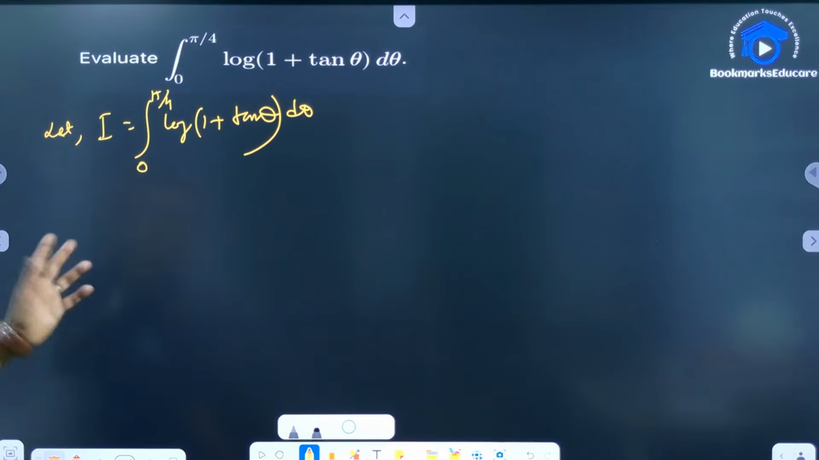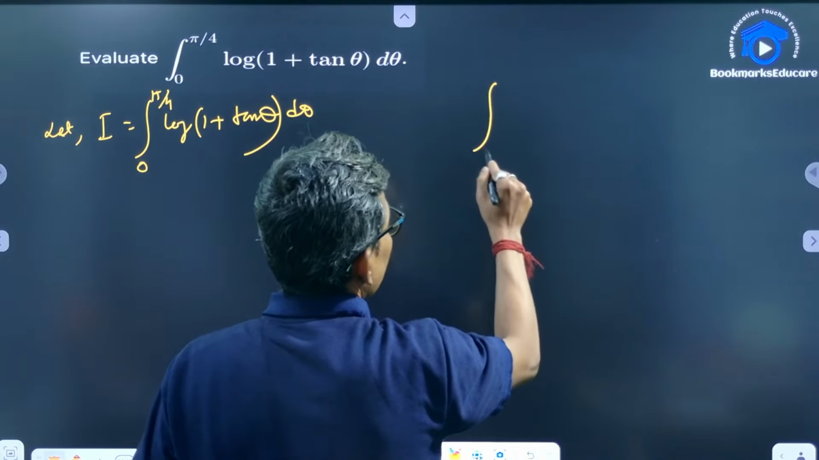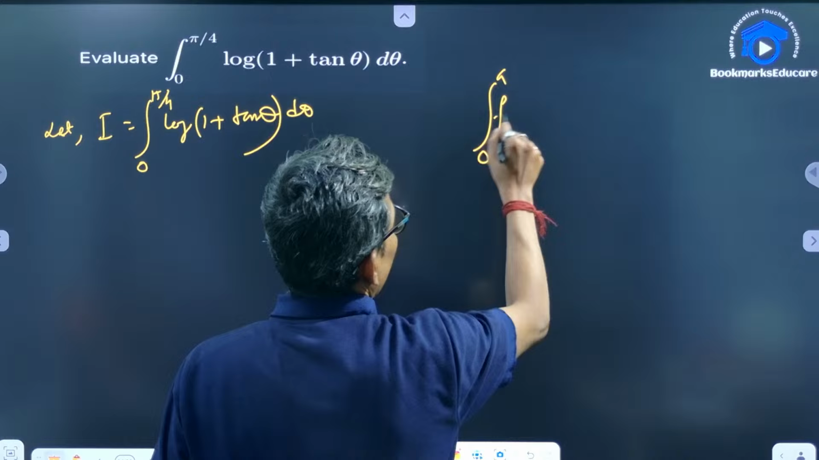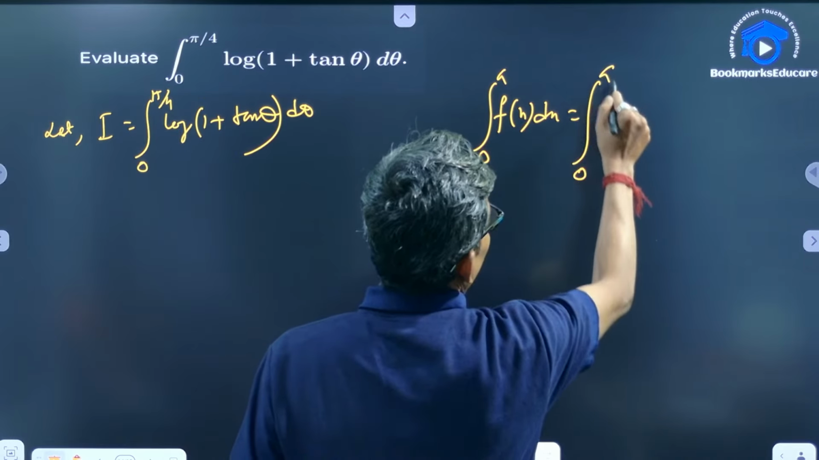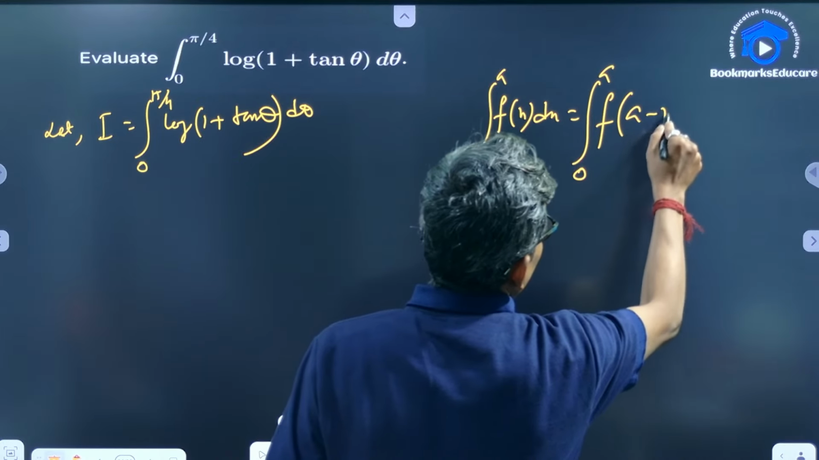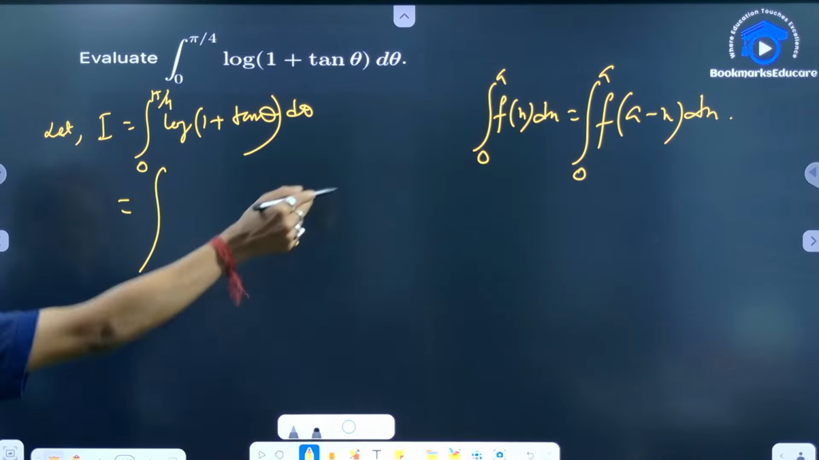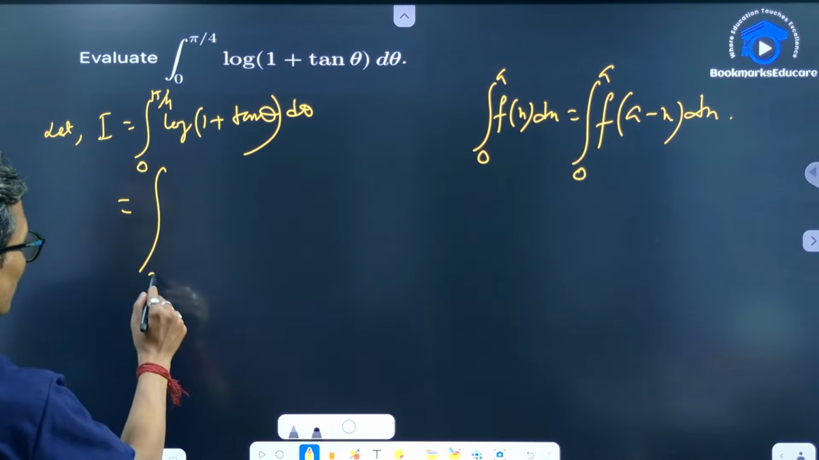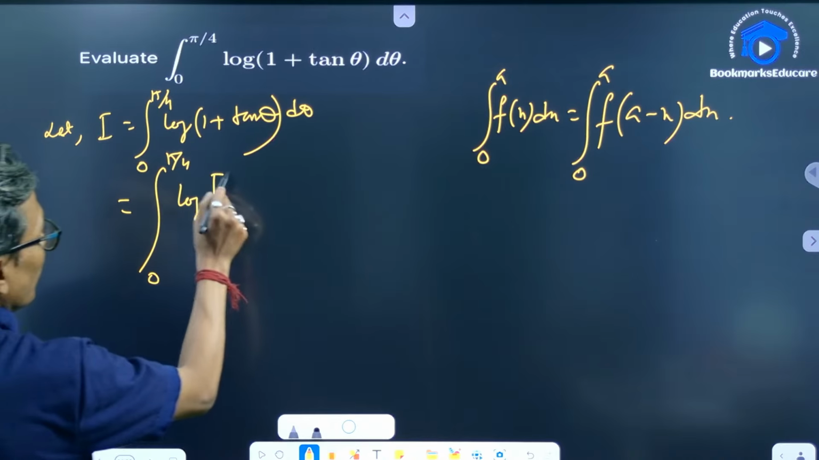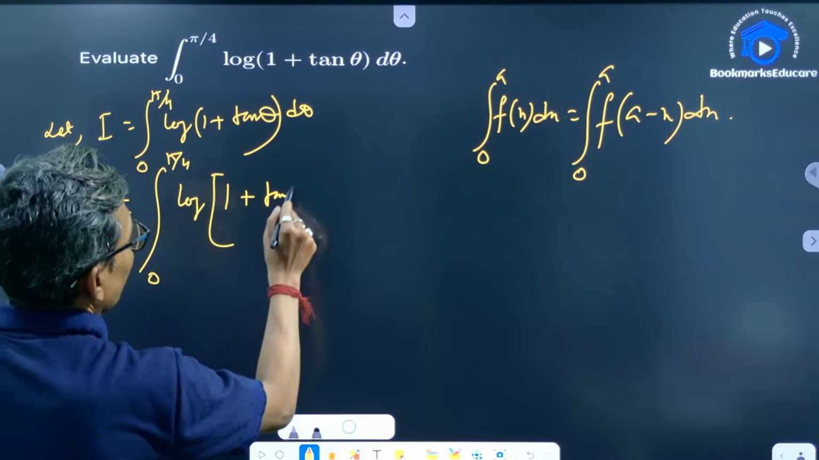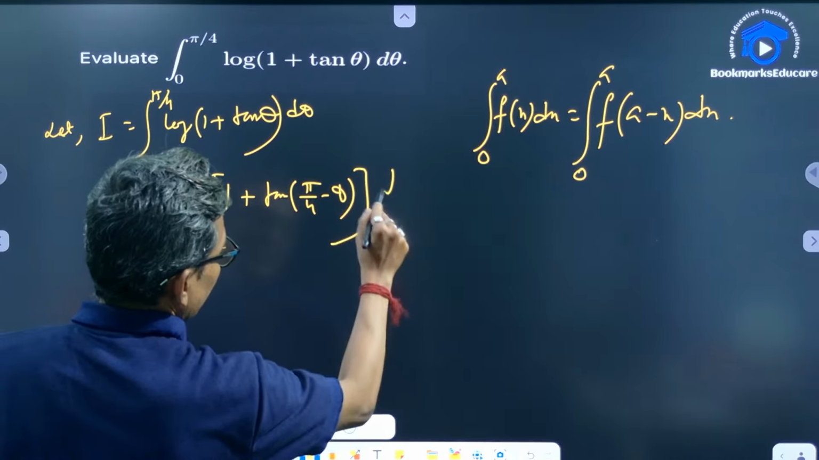So यहाँ पर डेफिनेट इंटीग्रल का ये प्रॉपर्टी अप्लाई करेंगे, integral 0 to a f of x dx इज इक्वल टू integral 0 to a f of (अपर लिमिट माइनस x) dx. ओके, सो प्रॉपर्टी अप्लाई कर देते हैं. सो 0 to पाई बाई 4 log of 1 plus tan of (पाई बाई 4 माइनस थीटा) d थीटा.